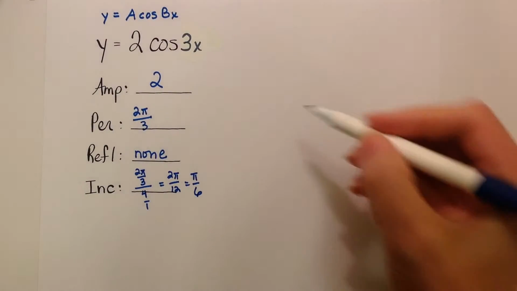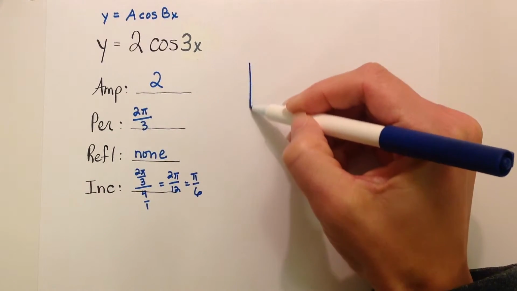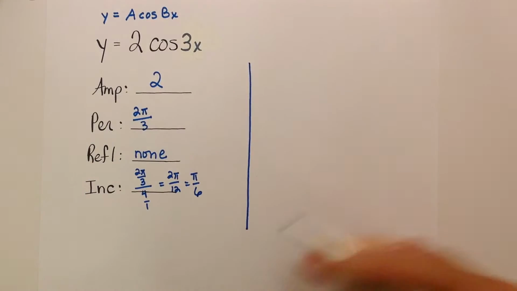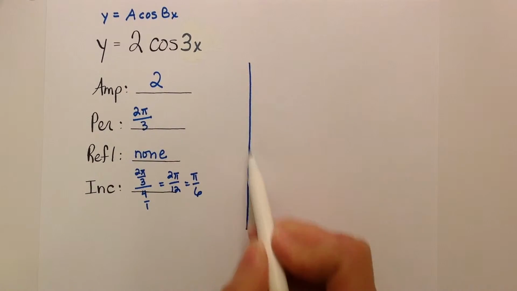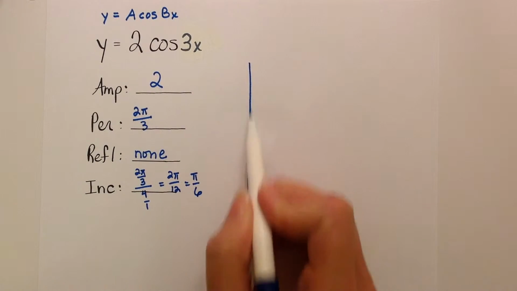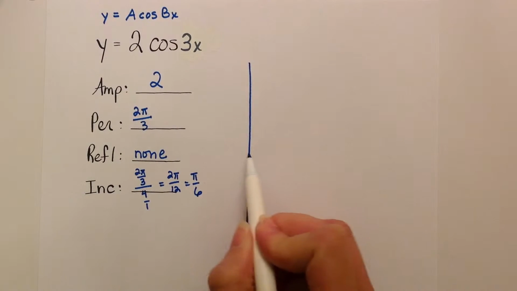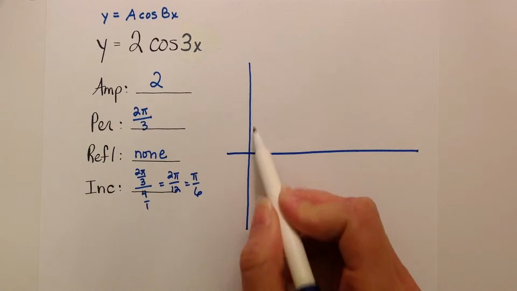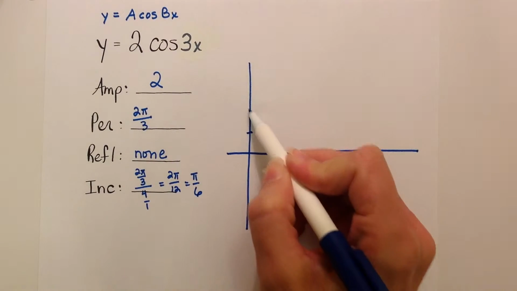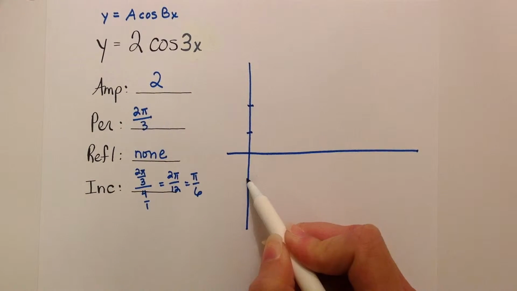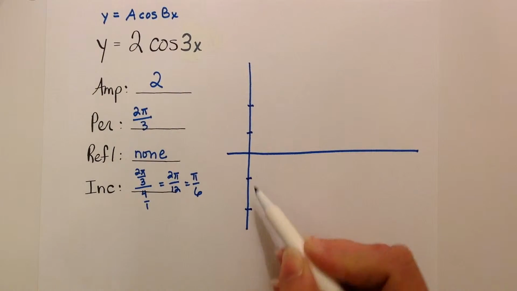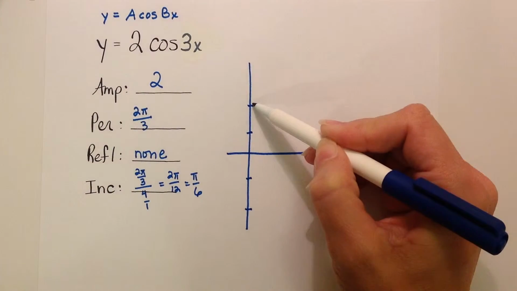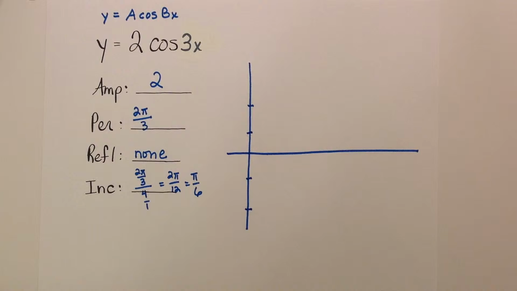Okay, so we're doing our cosine graph. Here's going to be our y-axis, and we're just drawing one cycle. We're going to start our cycle at the y-axis and then go to the right. Now I know on my y-axis that I need to go up a distance of 2 because that's my amplitude. Remember, amplitude is the distance from the x-axis up or the x-axis down. So that would be a distance of 2.